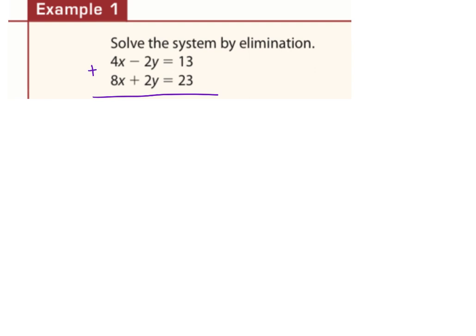So I'm going to add these two. I'm going to say 4 plus 8 gives me 12x. -2y and +2y turn to 0, which is fine because 12x plus 0 is just 12x. So I can just cancel those. And then 13 plus 23 is 36. And then I can divide both sides by 12. I get x equals 3.